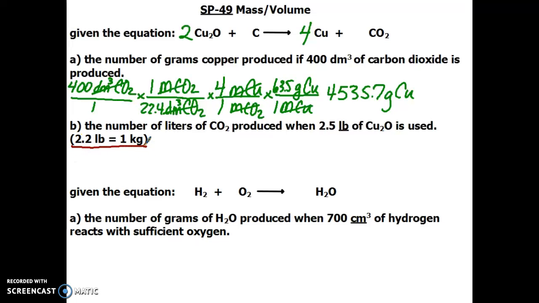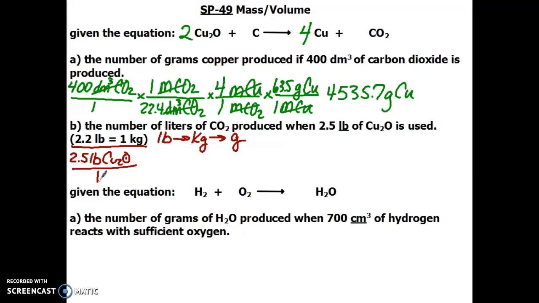Now when we think about molar mass, we never use kilograms for molar mass either. We always use grams. And so I think this is probably what we need to do. We need to go from pounds to kilograms, and then we'll change our kilograms to grams. All right, so we're going to start with the same thing we always do, what we have, and put it over 1. Even though it says pounds, we're still going to start with that. So we're going to start with 2.5 pounds of Cu2O, and we're going to put it over 1.